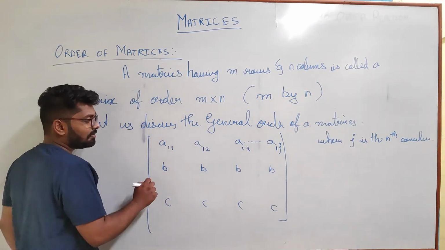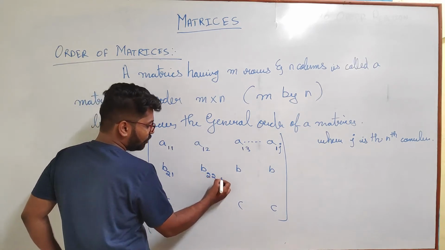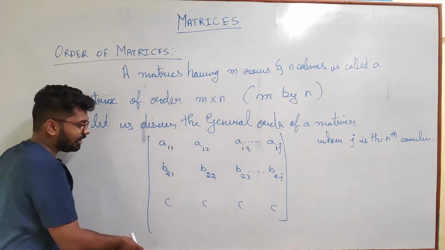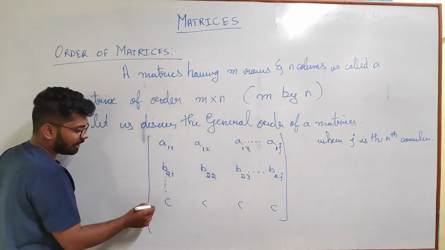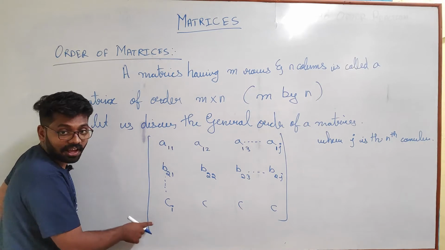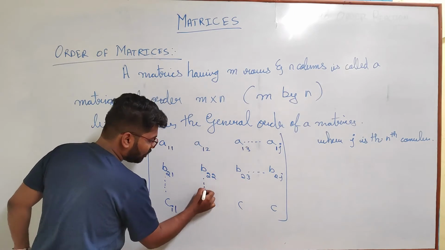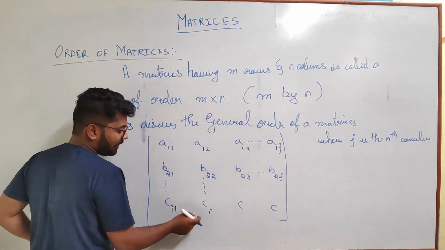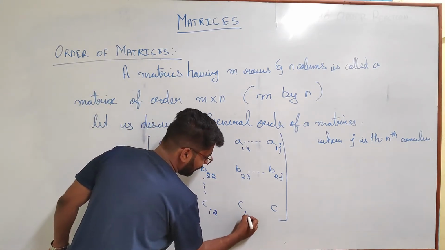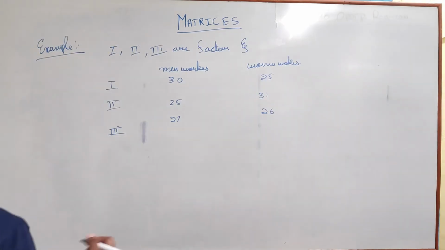Now this B comes under which row? Second row, first column. This comes under 2, 3, and so on up till 2j. Now see row wise. So on up till the nth row, where I'll represent the nth row as i. So i1, i2, i3, and the last element will be the ith row, jth column.